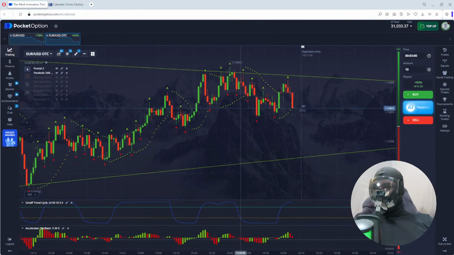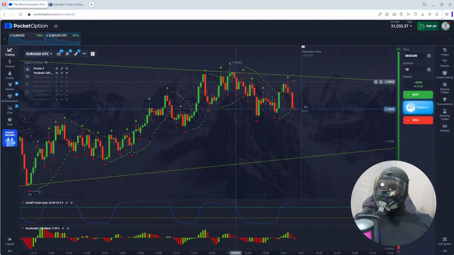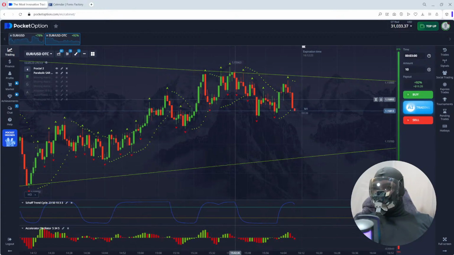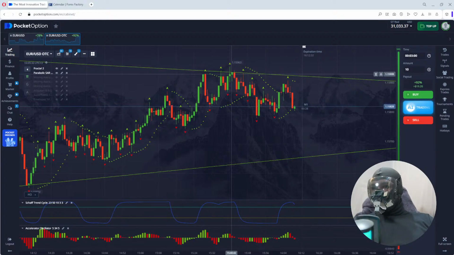On the second bar, we could have taken a sell trade, but other indicators like Shaft said that you should sell here, at the beginning of this candle. In this case, with Euro Dollar OTC, it is a bit conflicting with other indicators, because parabolic says up. Shaft said sell. The accelerator oscillator is inclining that yes, there should be a sell position. And you do see that it retraced, but we got other indicators.